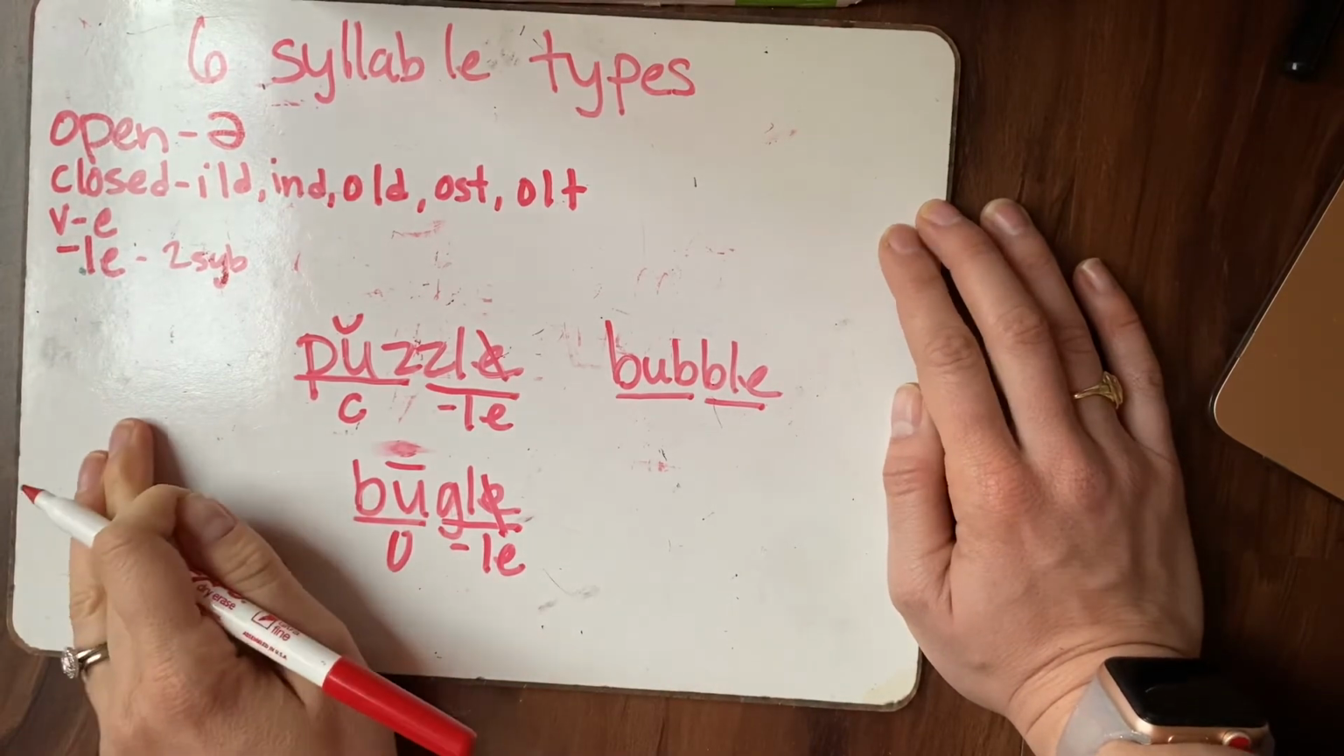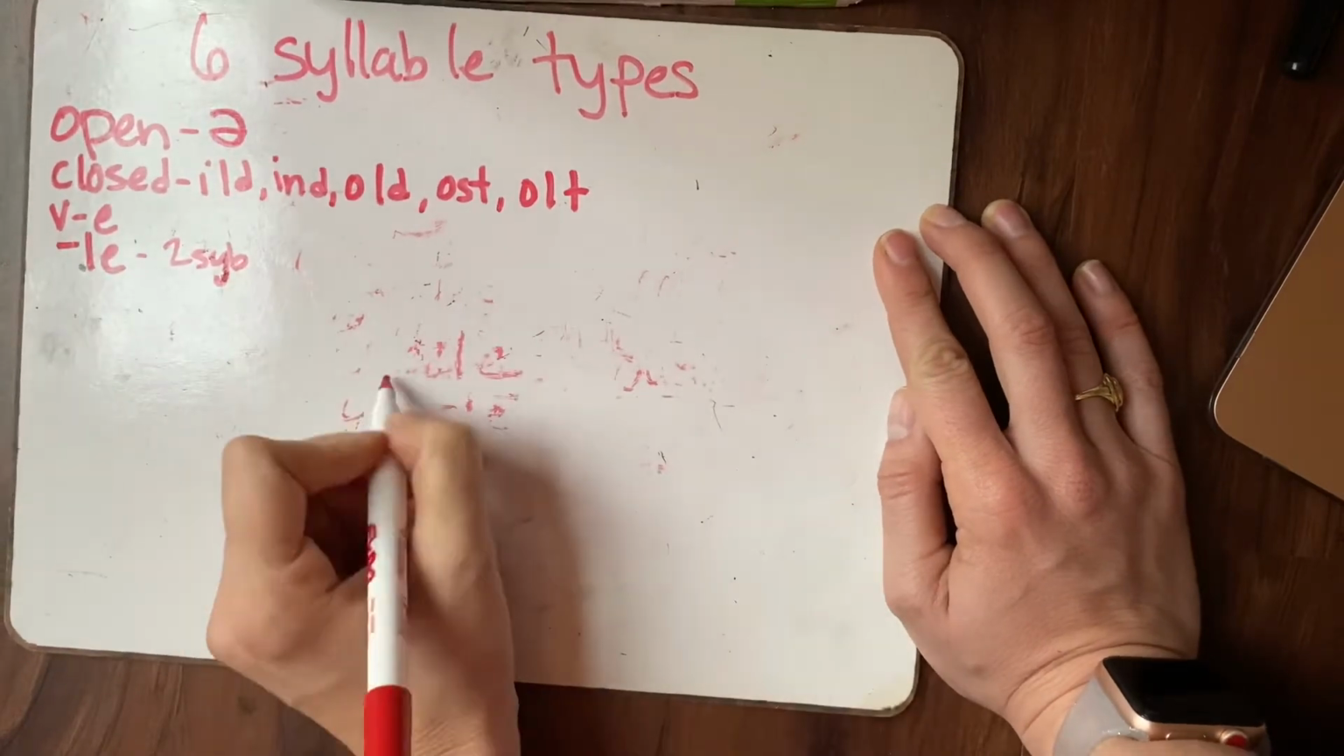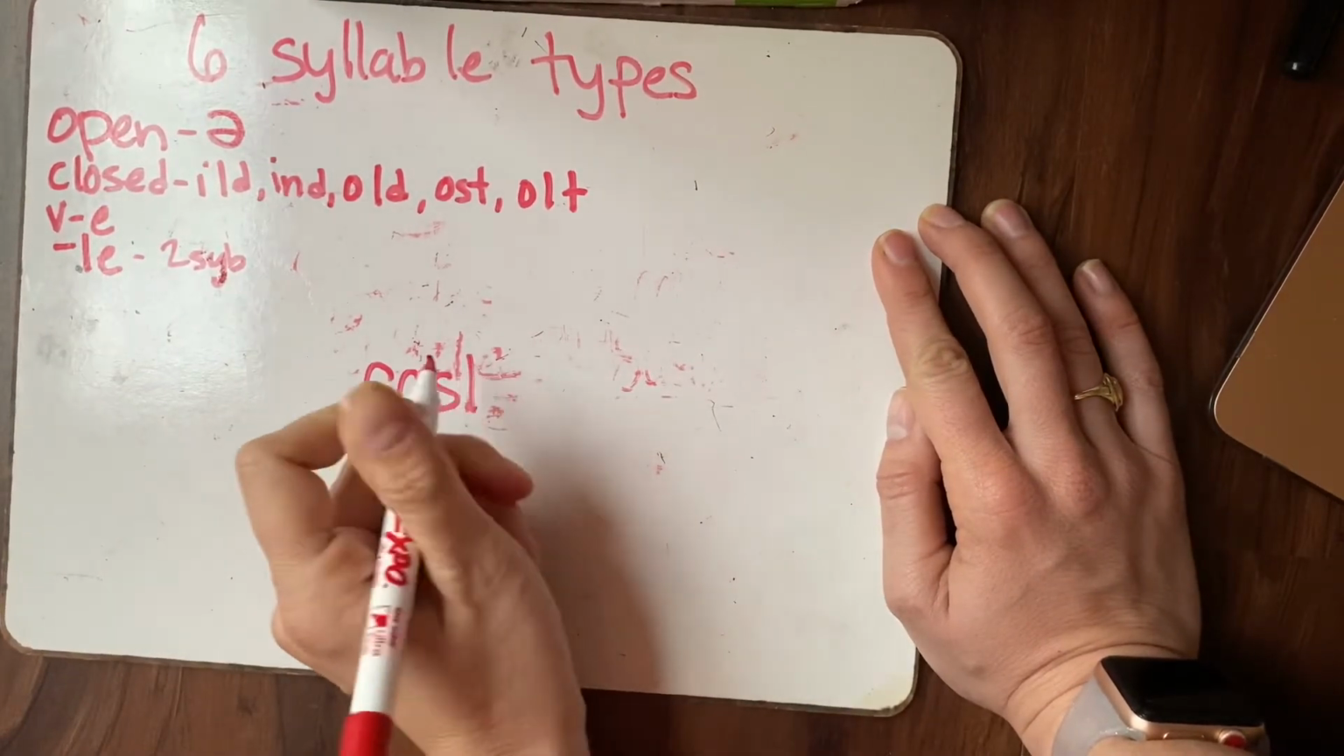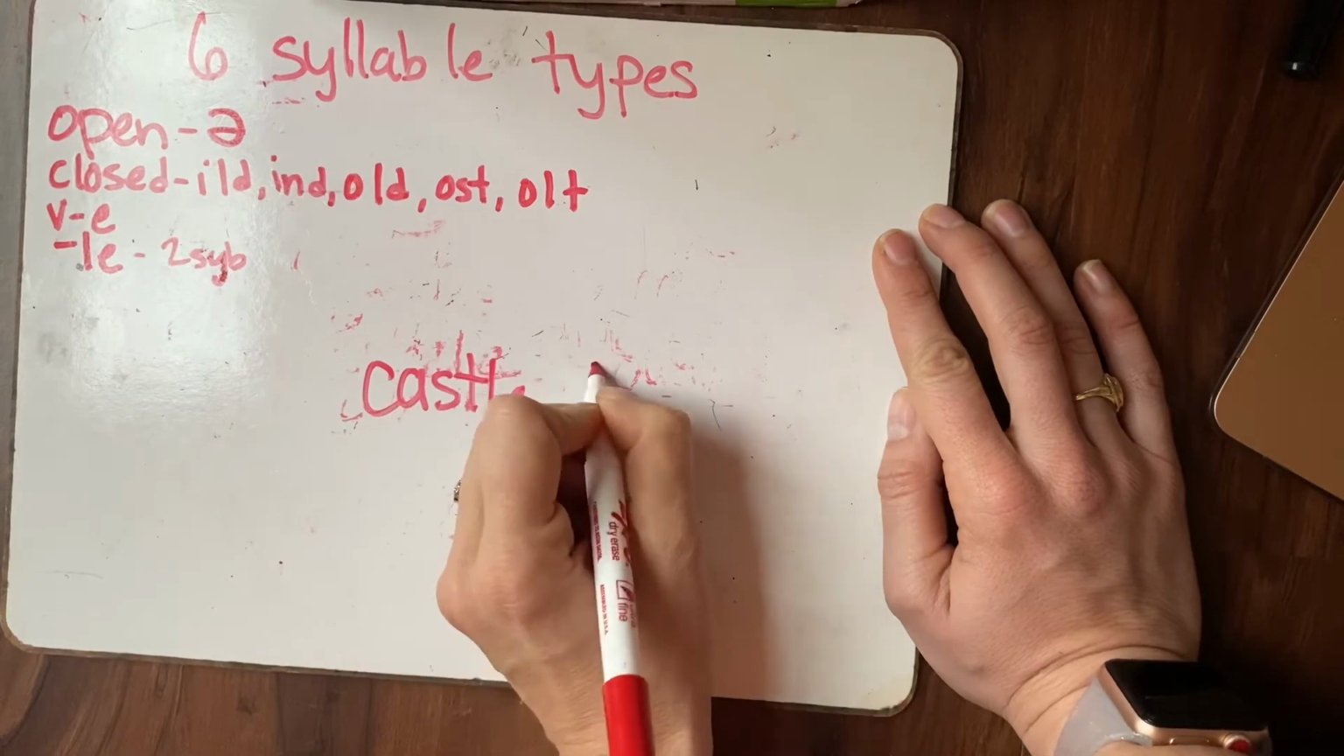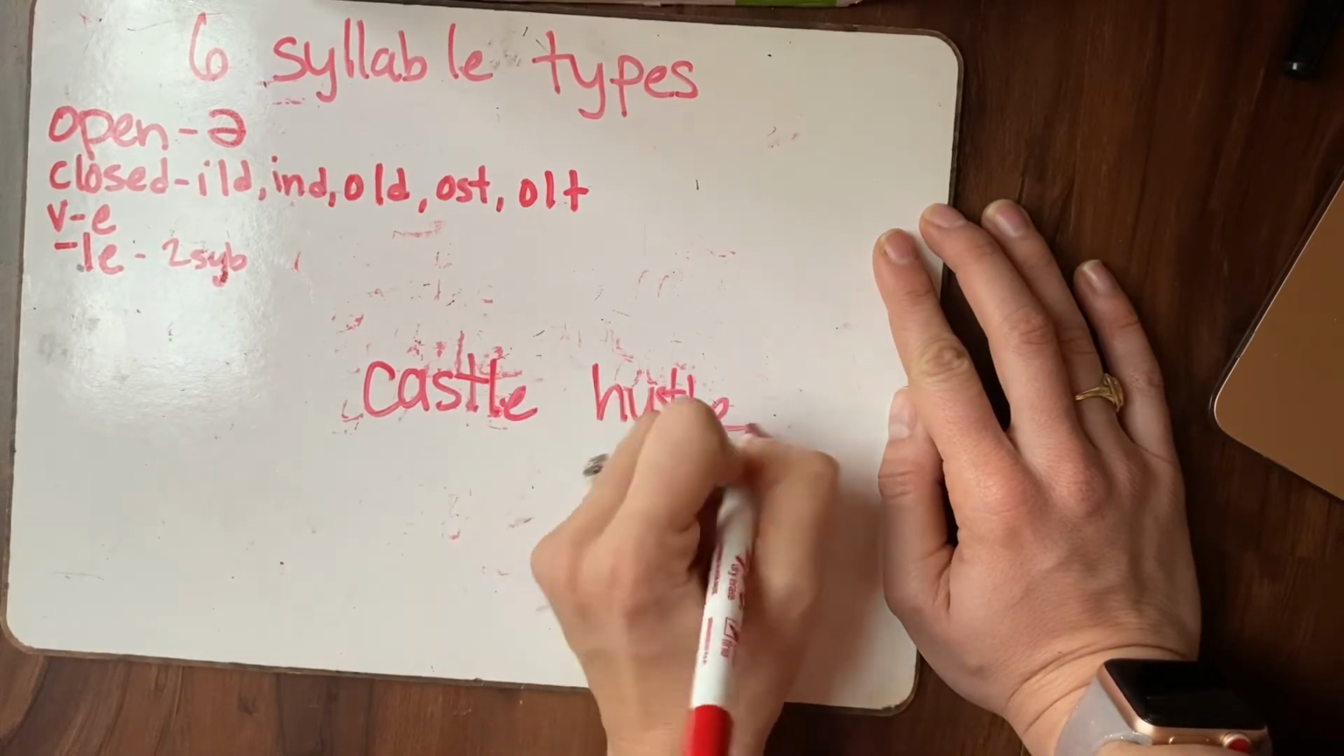Now the exception for consonant LE is if I have a word like castle or hustle, right?